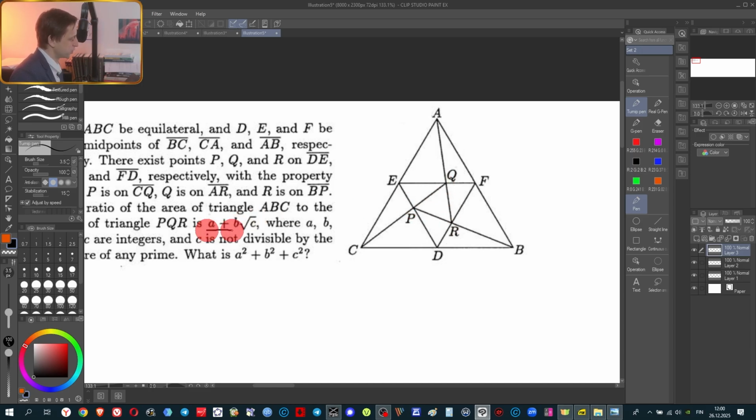You should express it in this form, where c doesn't contain any squares, and after that you need to calculate a squared plus b squared plus c squared, and it will be some integer answer. That's the format of AIME problems. So the problem looks pretty simple. You have a beautiful configuration. Moreover, it looks completely symmetrical from every side. For example, if an observer is located here, if you look from this side, or from this side, the problem looks exactly the same.